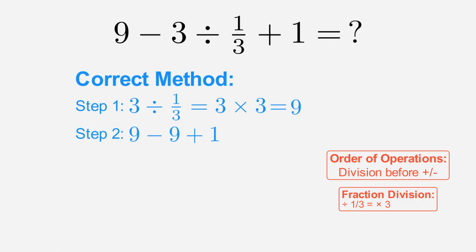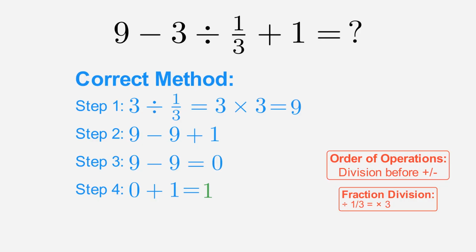Now we have 9 minus 9 plus 1. 9 minus 9 is 0. 0 plus 1 is 1. The answer is 1. Not 3, not 9, 1.